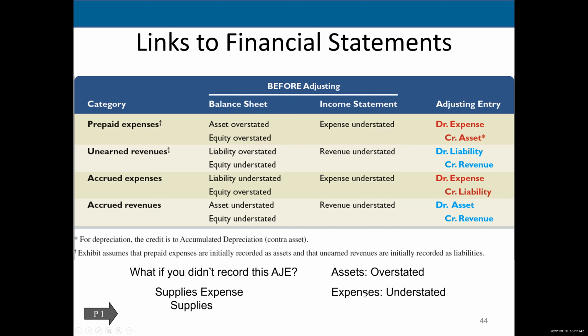So to correct that, to make sure that we have the right amounts, we do the adjusting journal entry. Debit the expense, in this case supplies expense, and credit the asset, in this case supplies. Okay, so just remember that. I'll try to remind you when we come to test time, which will be a little bit down the road.